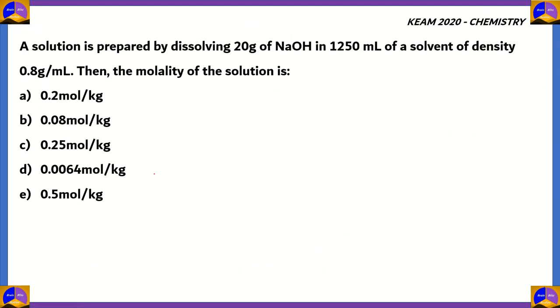So if you look at the options, you can see that option E, 0.5 moles per kg, happens to be the correct answer. So what we did was we first found the mass of the solution, then we subtracted the mass of the solute in order to get the mass of the solvent, and then we used the formula for molality, which is number of moles of solute divided by mass of the solvent in kg. By putting in all the values and then dividing, you get 0.5 moles per kg as an approximate value for the molality of the solution.